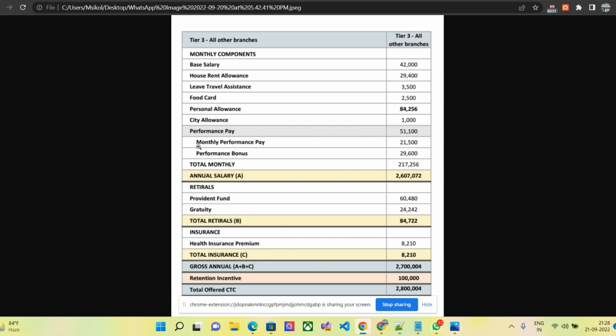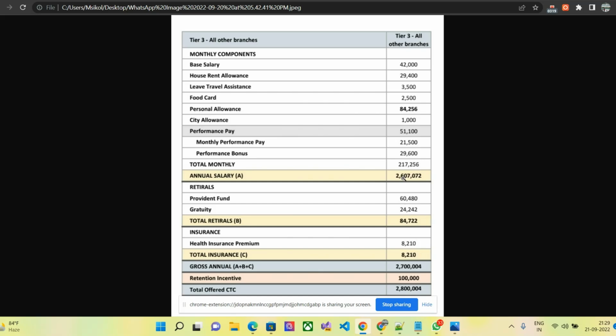So this is variable pay. Monthly performance pay will be 21,500 rupees, and this will be added to your salary. The performance bonus of 29,600 will be paid on a quarterly basis. You will get a certain percentage; you cannot expect 100%. For these 3 months it could be close to 90,000, but you may expect around 70 to 75,000 based on business and project performance. So the monthly salary is coming to around 2,17,000, and the annual salary is 26 lakhs. Out of 28 lakhs, they are giving 26 lakhs.